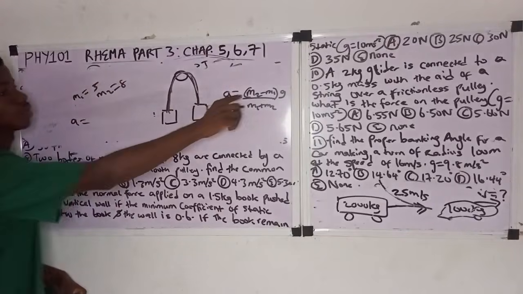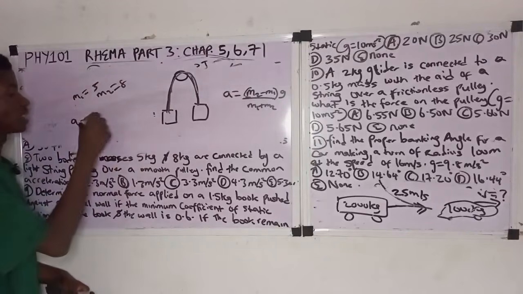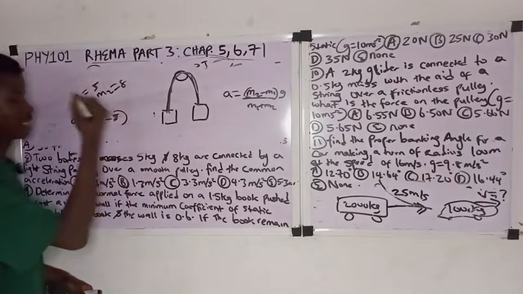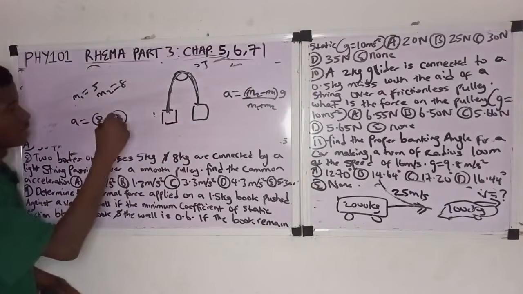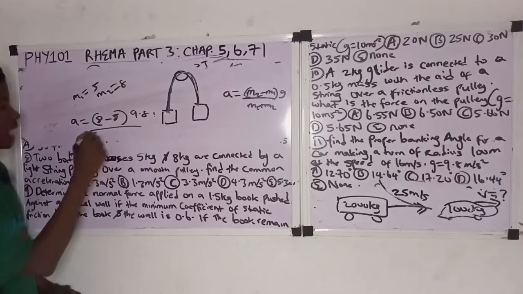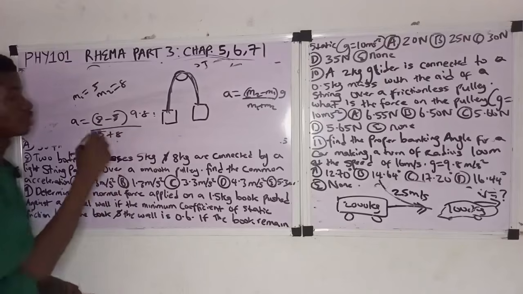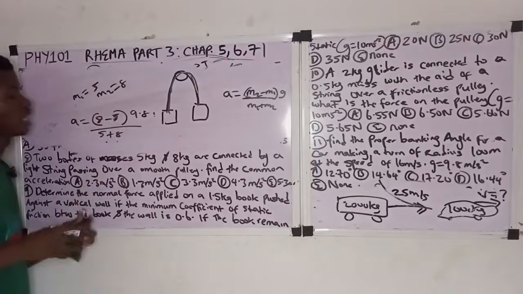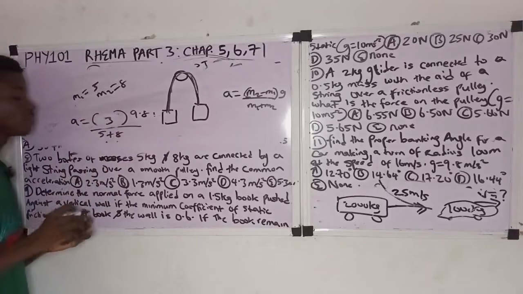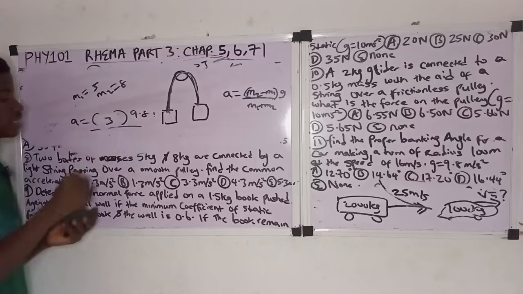So let's follow the formula. M2 is 8, bracket open, minus M1, which is 5. Then we all know that g, we take g to be 9.8 or 10. Then divide by M1 plus M2, which is 5 plus 8. So 8 minus 5 is 3, right? So here will be 3. Then 8 plus 5 will give us 13, right? Yes.